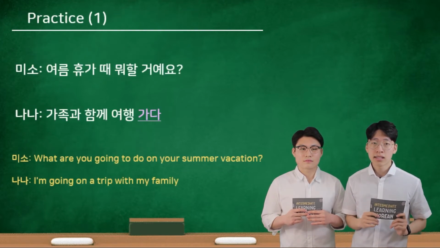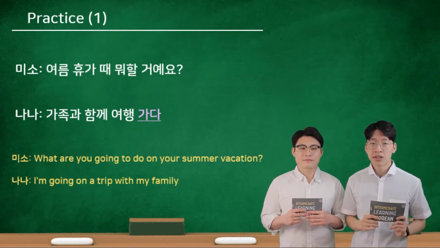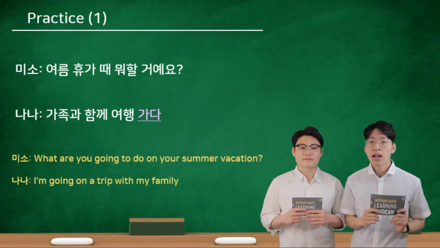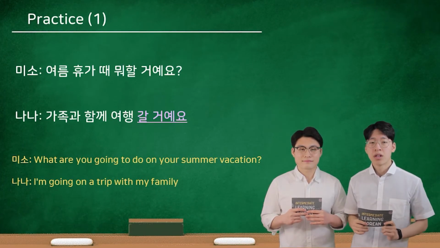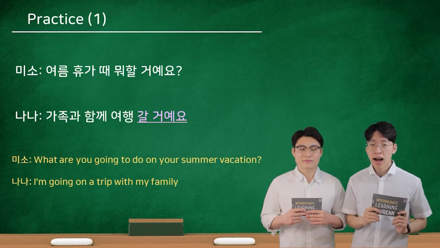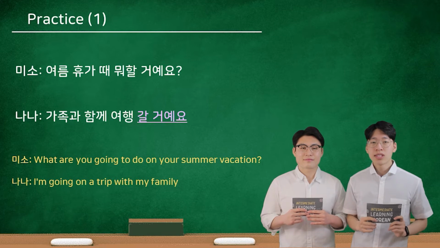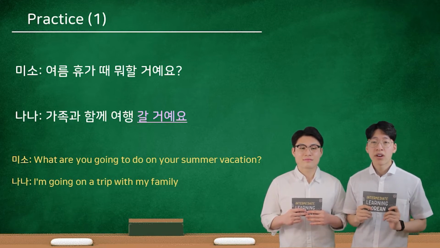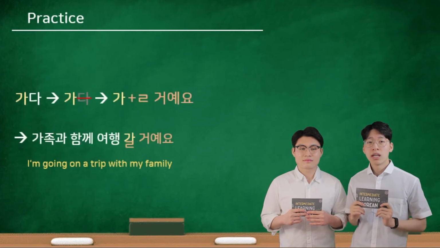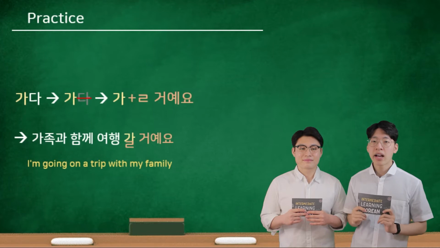Okay, Miso says, 여름 휴가 때 뭐 할 거예요? Okay, Nana answers, 가족과 함께 여행 갈 거예요. When we remove 다 from the verb 가다, we can use ㄹ 거예요 because there is no final consonant. So it becomes 가족과 함께 여행 갈 거예요.